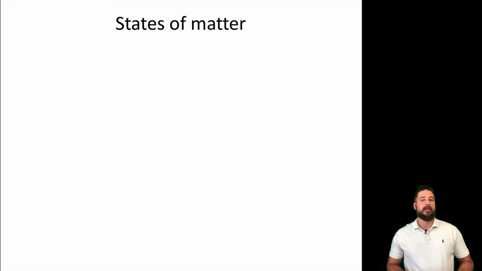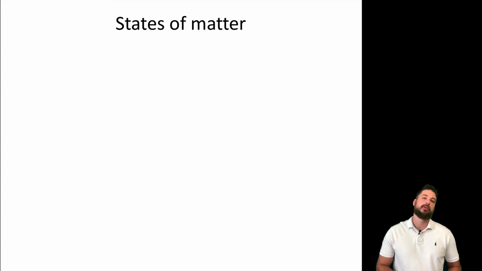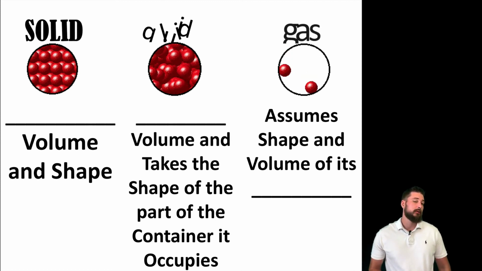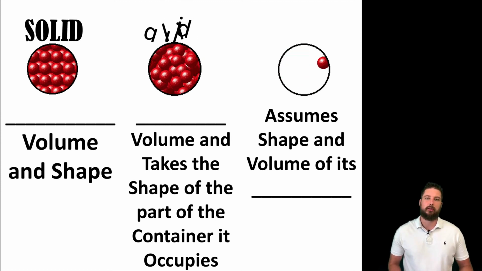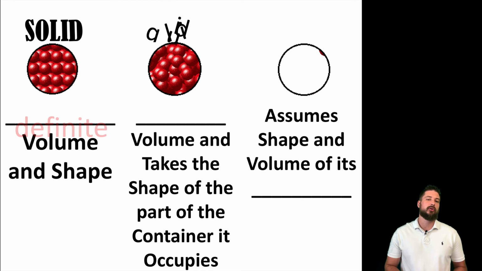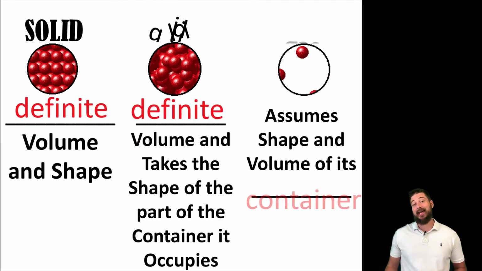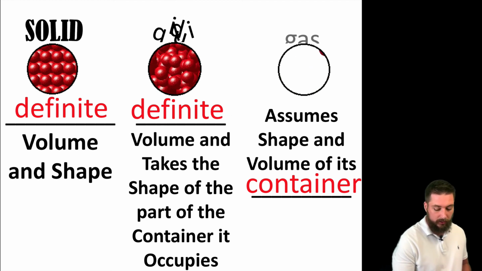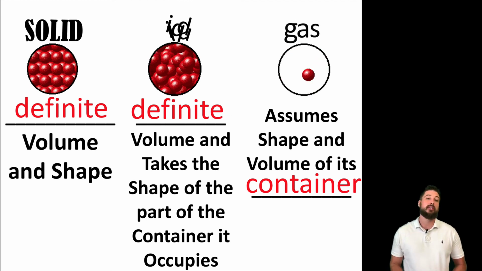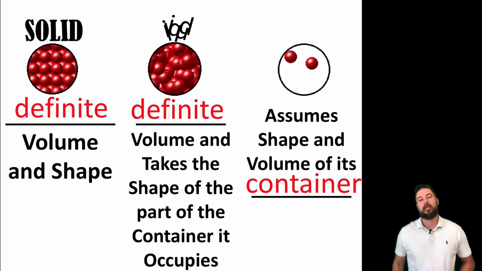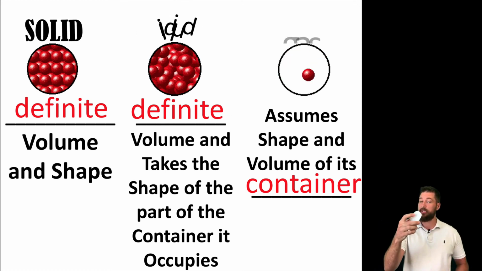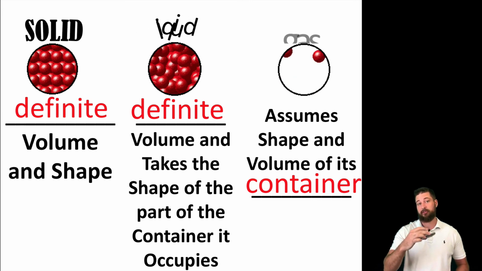So let's go ahead and go through the notes on the different states of matter. What we're going to first do is talk about the volume and shape that solids, liquids, and gases take on. Solids tend to have a definite shape and a definite volume. To give you an example, let's think about this mouse. This mouse is definitely this shape, and it definitely takes up this much space.